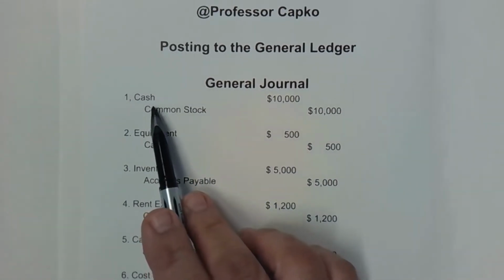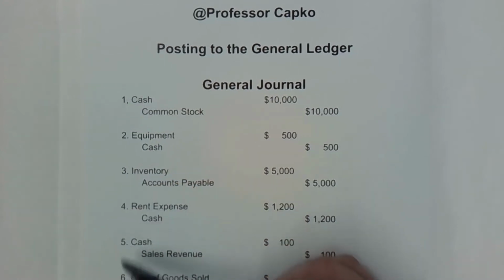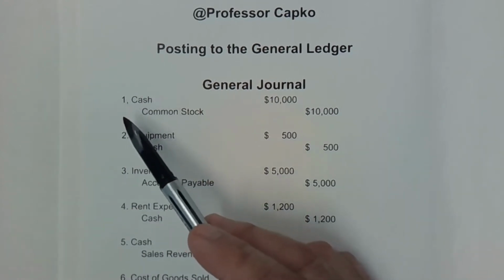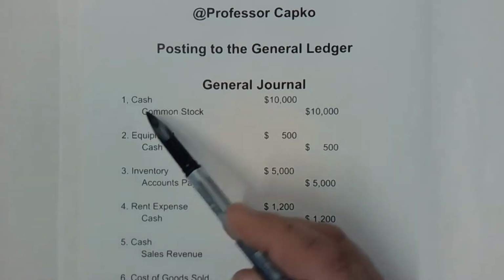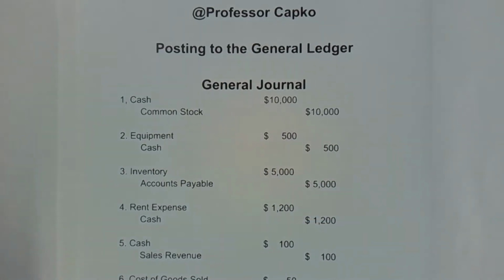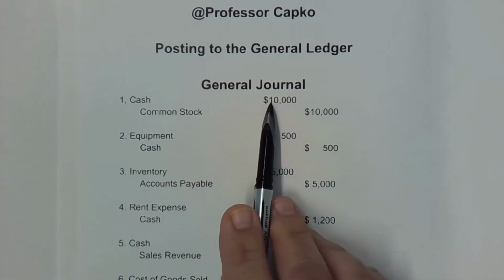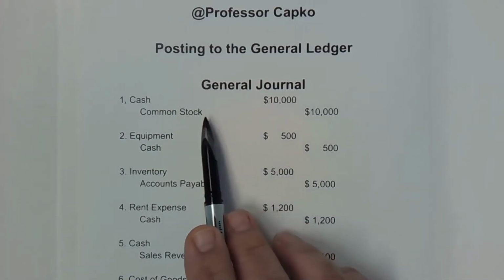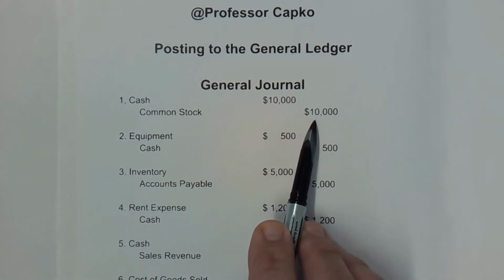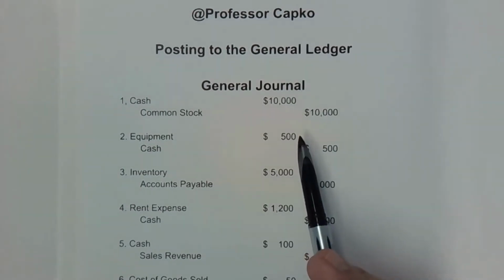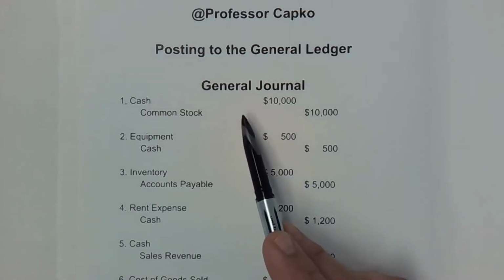Now, often these transactions will have a reference number of some sort, and often they will also have a date. In this case, we're just going to use a reference number. And the first transaction shows a debit to cash for $10,000 and a credit to common stock for $10,000. I'm going to go look at my general ledger for those accounts. So the first one let's look for is cash.